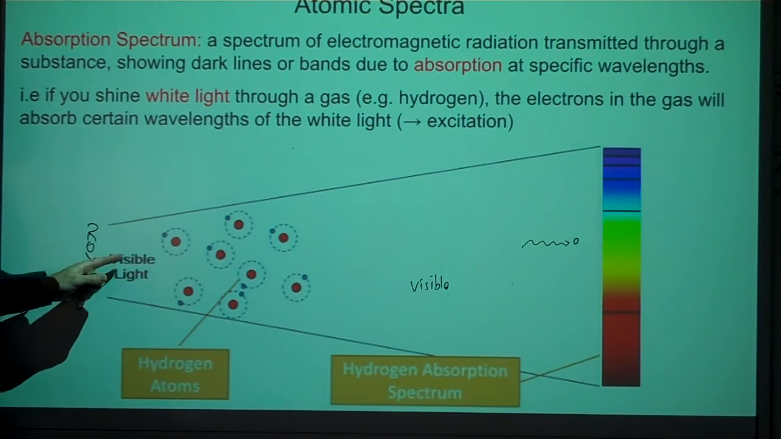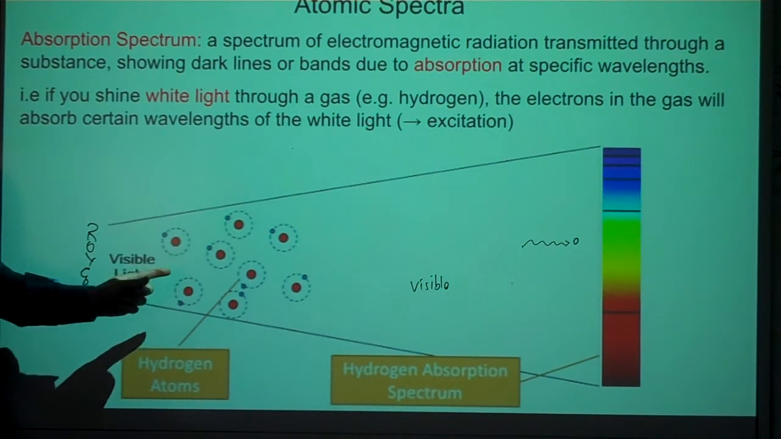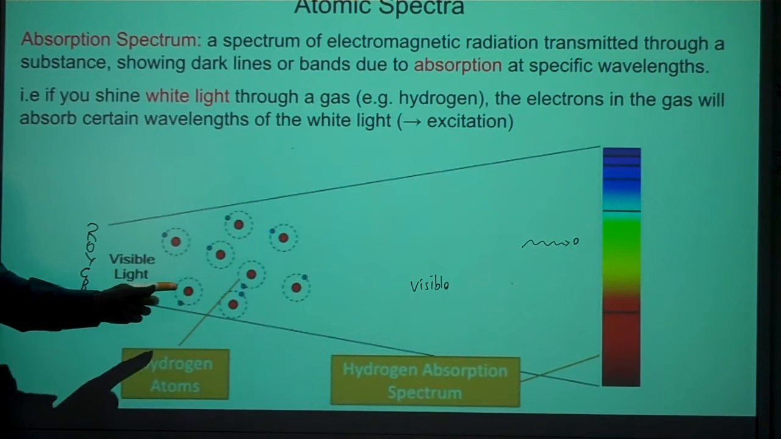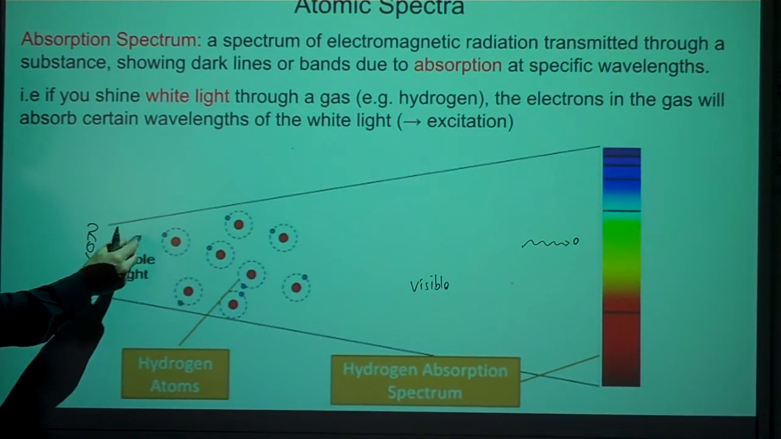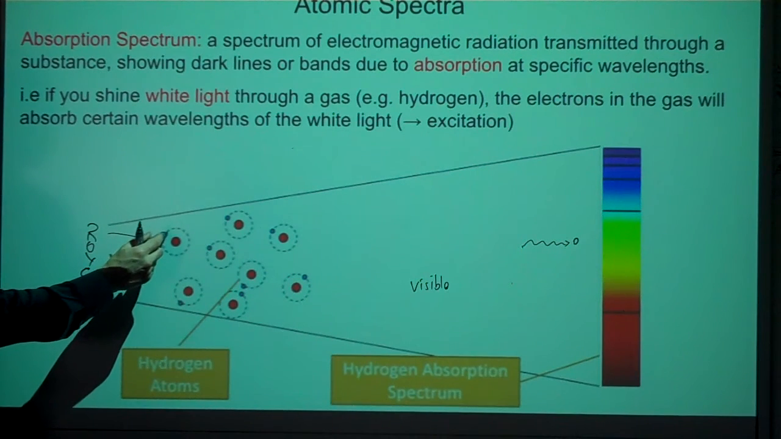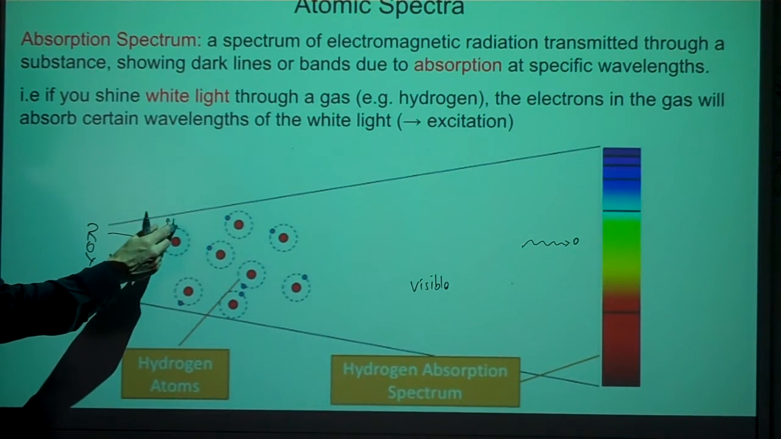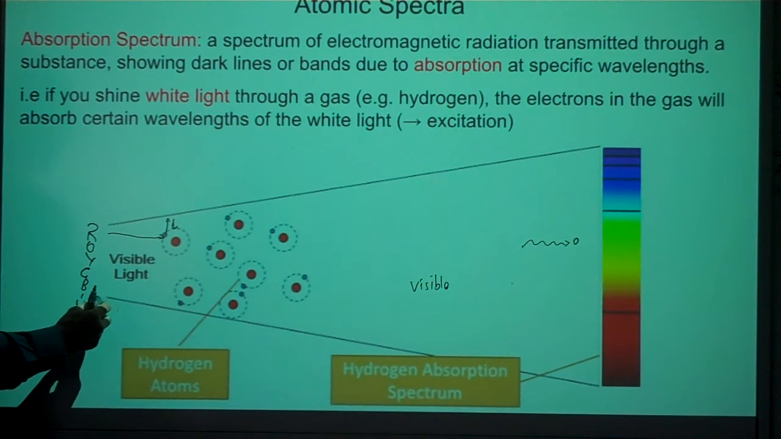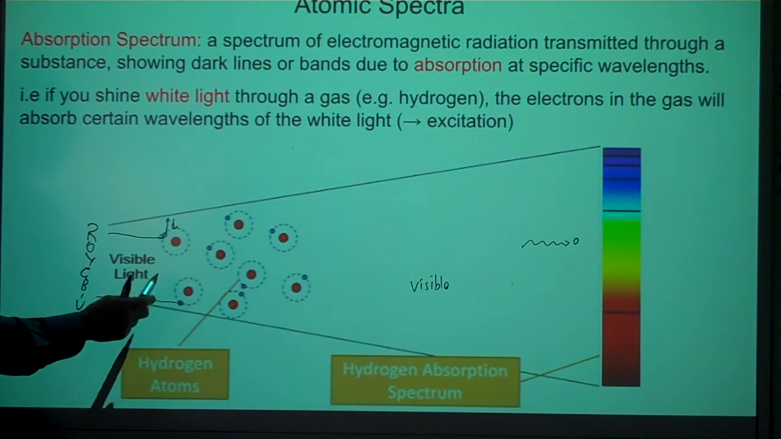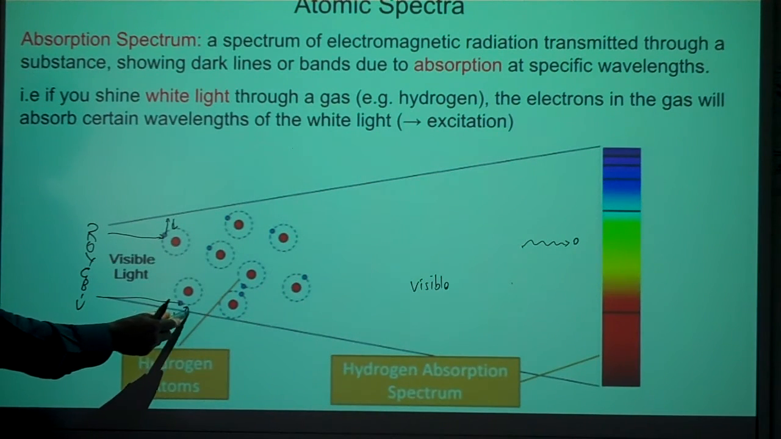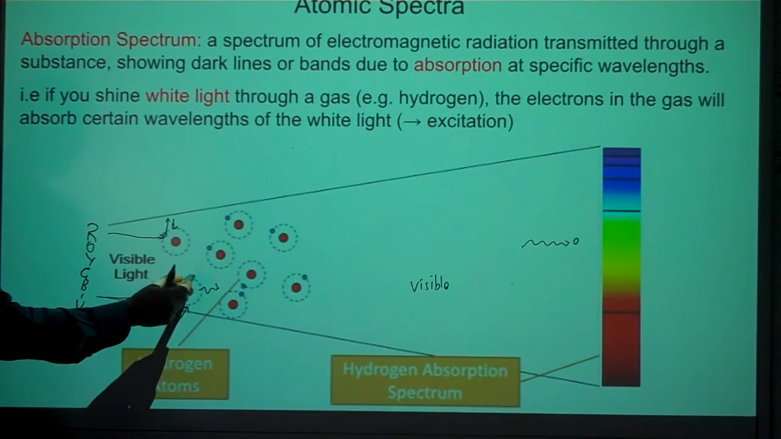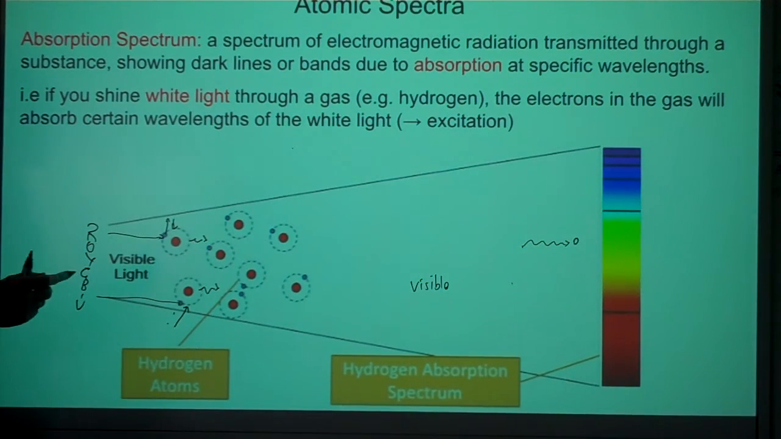Now, some of them, not all of them, are going to act the same unless they get hit by energy of the same sort. So this one here, getting hit by the right energy, will jump up one level, and jump back down. But this one here, hit with a different but correct amount of energy, might jump 2 shells and therefore fall 2 shells, so it gives off a different coloured wavelength.